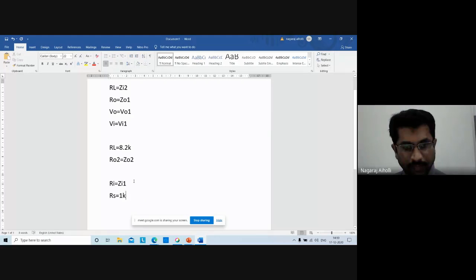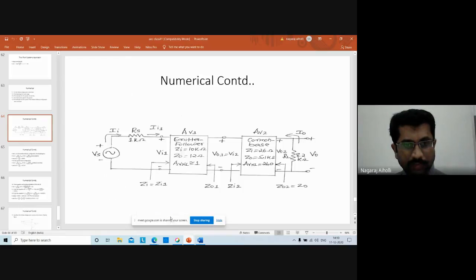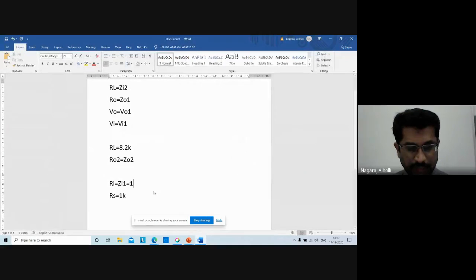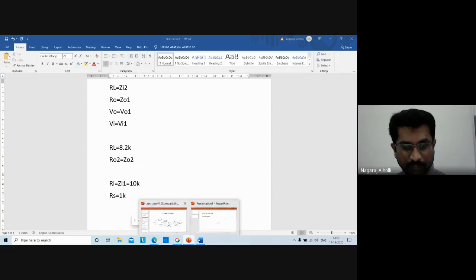Then how much is Zi1? Just see in the diagram. Zi1 is 10 kilo, the input impedance of the emitter follower first stage. It is 10K. We came to know what Zi1 is, which is Ri. Then we came to know Rs. And AV total we have calculated, correct? 101.20, in the previous calculation. Then find AVS. AVS is equal to Zi1 divided by Zi1 plus Rs into AV total. I have written the formula here.